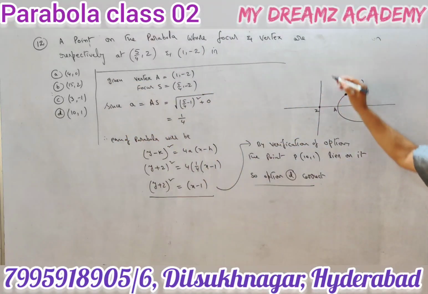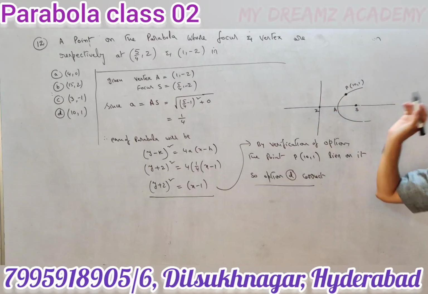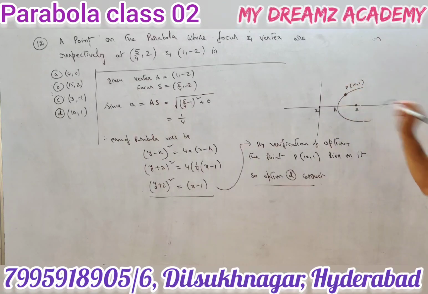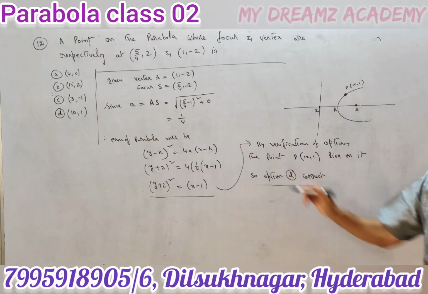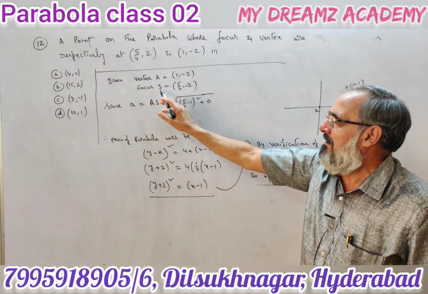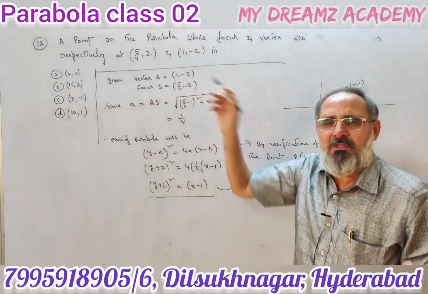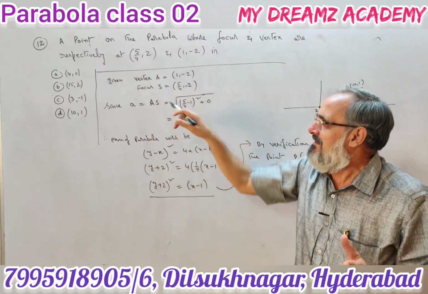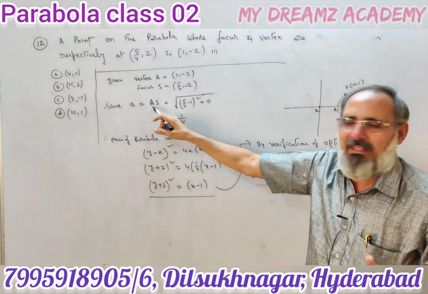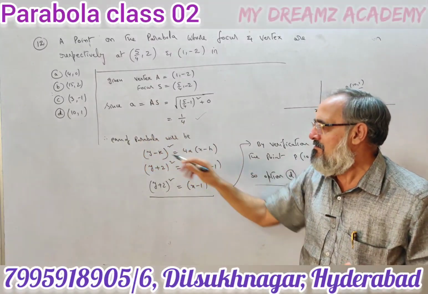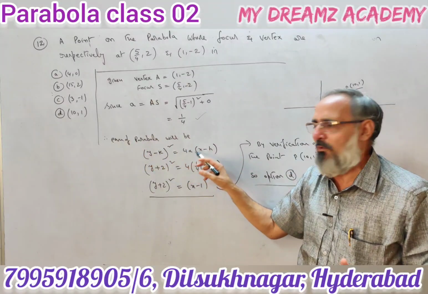Here is a dummy diagram. The parabola will be like this, with vertex and focus, and one of the 4 points should lie on it. So how do we get the equation of the parabola? The vertex and focus are given. It is a general concept that the distance between vertex and focus is a, so we get a equal to 1 by 4. The equation of the parabola is (y minus k) whole square equal to 4a into (x minus h).